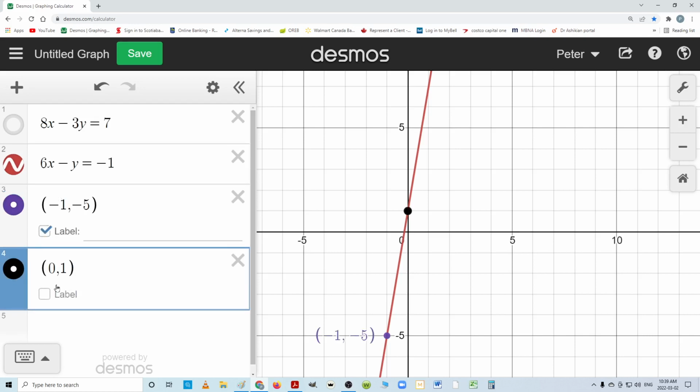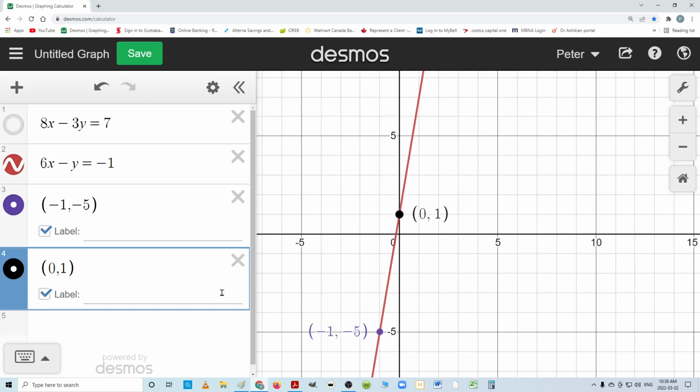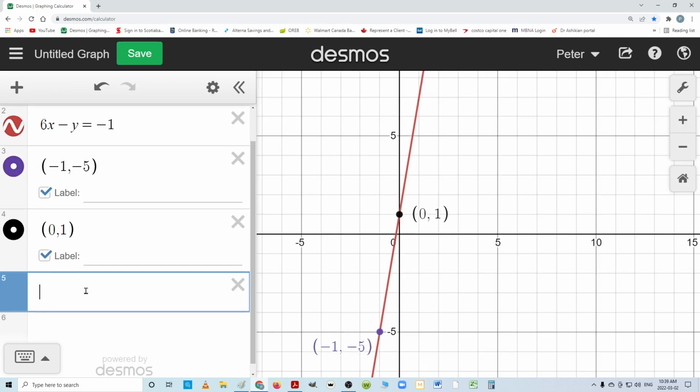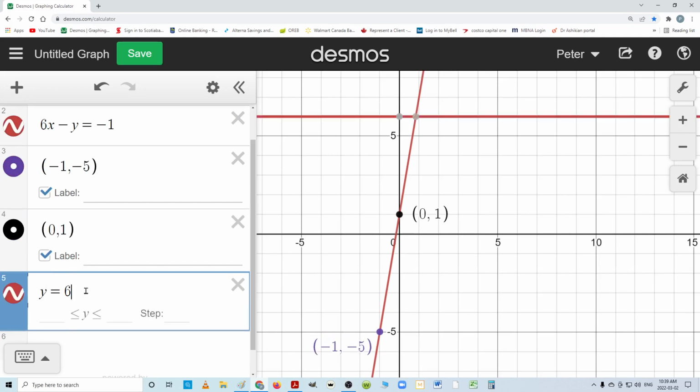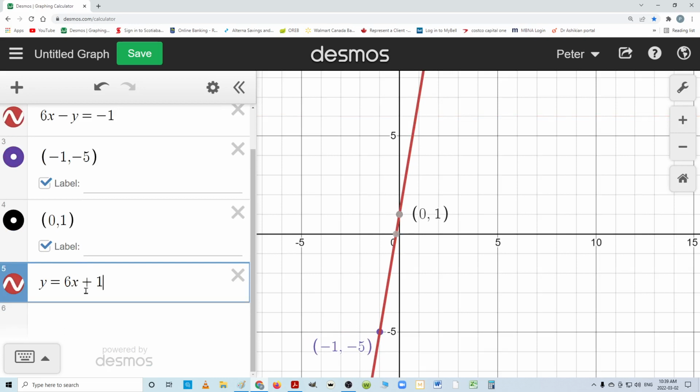Which means I could do delta y over delta x, and I would discover minus 6 over minus 1. I discover a slope of plus 6. And since I have the y-intercept, look at this, I could even write the line now: 6x plus 1. And look at that, I'm able to write the line.